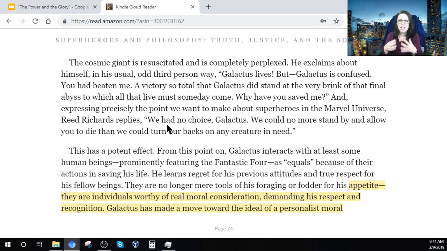The authors are making a poignant argument that we as human beings have the ability to balance our power with ethical decisions and moral decisions in order to make our communities great, in order to build a great future for ourselves. And as the authors continue to write about Galacticus, they say they are individuals worthy of real moral consideration, demanding his respect and recognition. Galacticus made a move toward the ideal of a personalist model because Galacticus chose to let them live. He chose to view them as not beneath him, but as worthy.